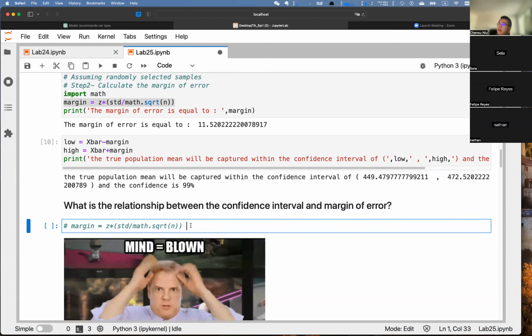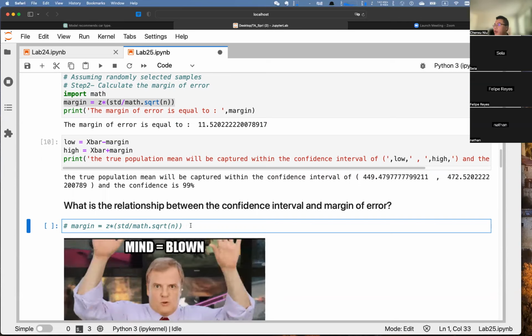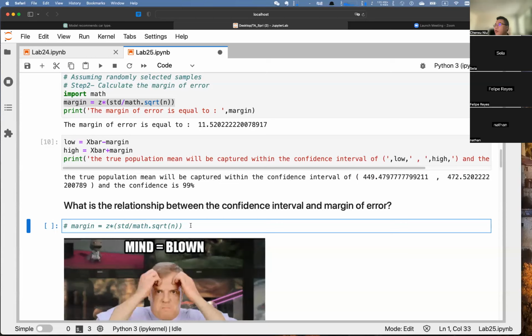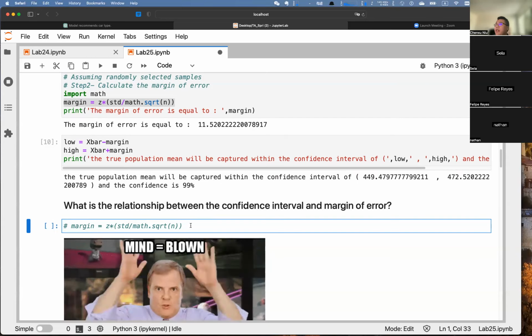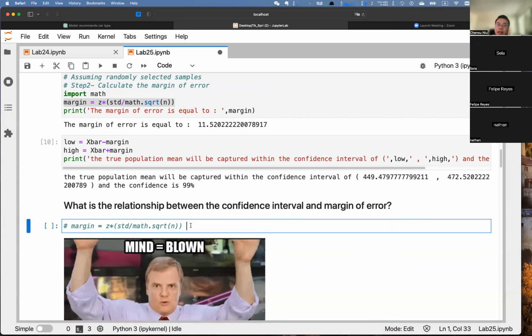Okay, so you need to answer in your own words. You can answer it using these mathematical expressions, but you also need to use your words to answer what the relationship is. Please answer it by yourself.